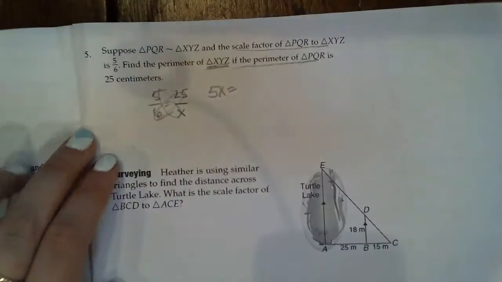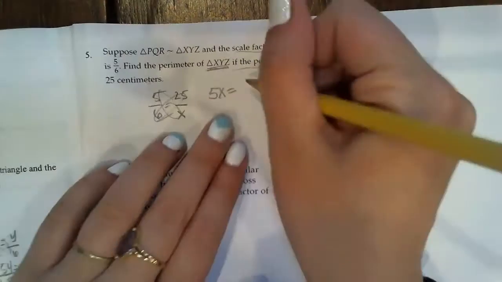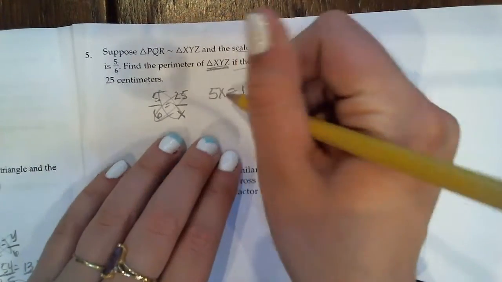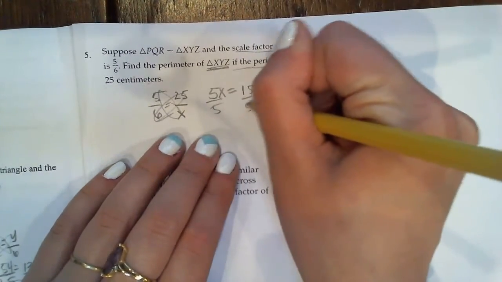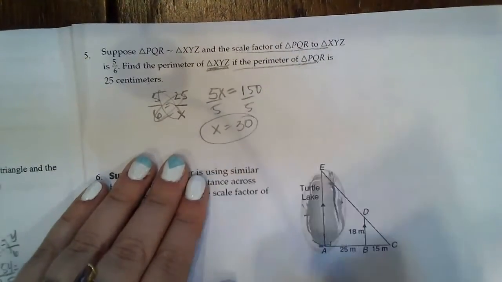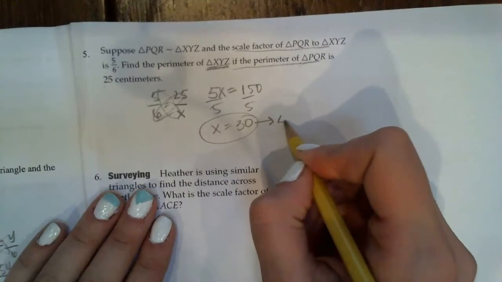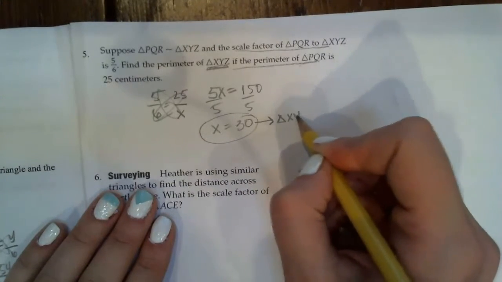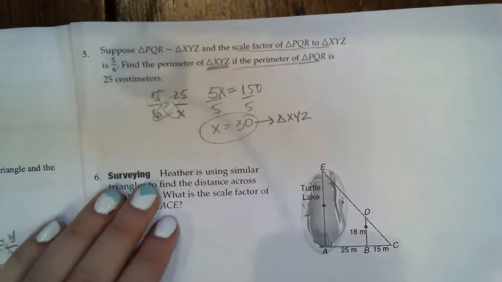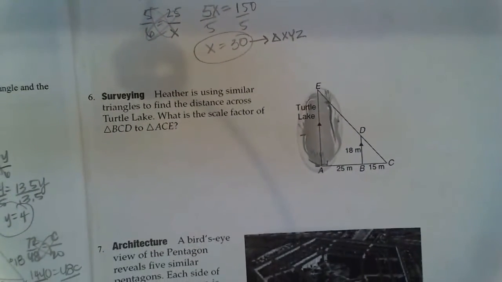5x equals 150. x equals 30. So x equals 30 is going to be the perimeter of triangle XYZ. Okay? That's number 5. Here's 6.